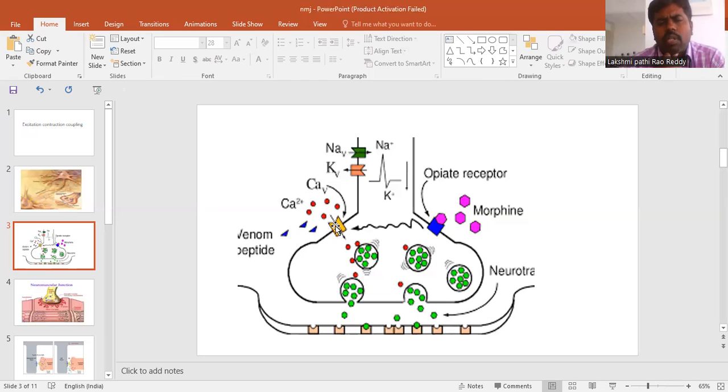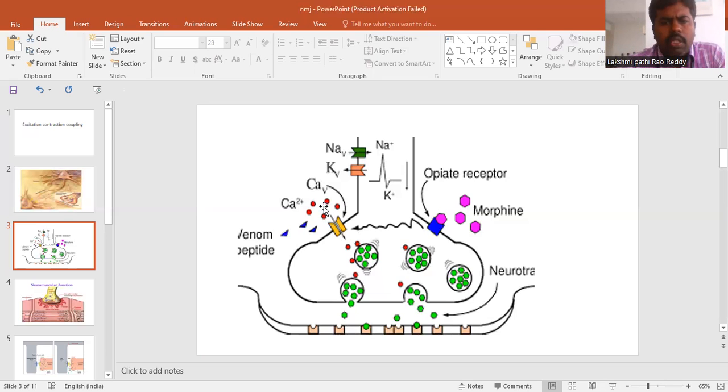Consider the condition when the calcium ions are not able to enter. This is an autoimmune disorder in which autoimmune antibodies bind with these channels. When the antibodies bind with these channels, they block the entry of calcium ions. This condition we call Lambert-Eaton syndrome.